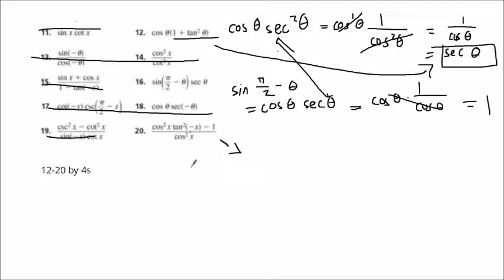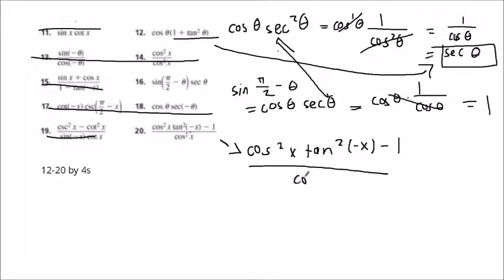Now this is a little harder. We're going to do cosine squared x times tan squared of minus x minus 1 over cosine squared x. I'm going to separate, so we'll have this as a fraction and this as a fraction. Because when I separate, now what I can do is this. And then tan squared of minus x is equal to tan squared of minus x minus 1 over cosine squared x.